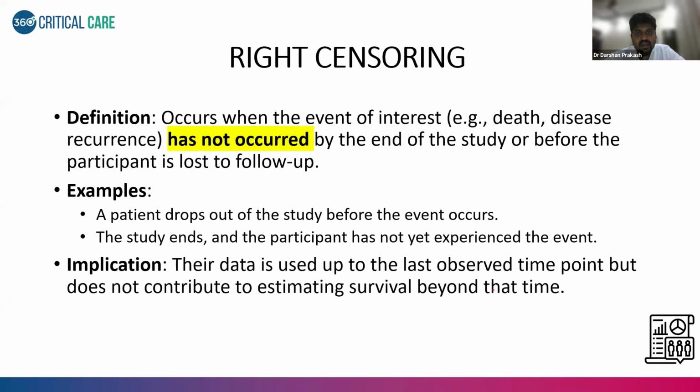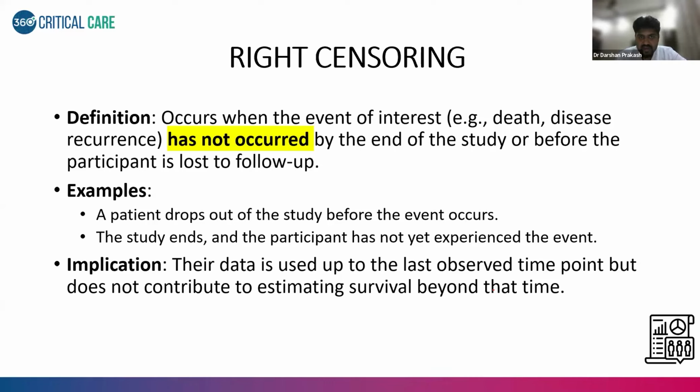Right censoring usually happens when the event of interest, for example, death or disease recurrence, has not yet occurred by the end of the study, and before that, the participant is lost to follow-up. Okay, you have a particular thing in mind: the event of interest was death, but what happens? The patient leaves in between. So if that participant is lost, then that particular type of censoring is called right censoring.